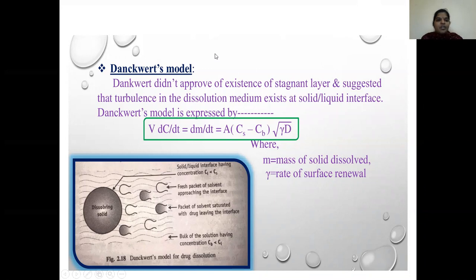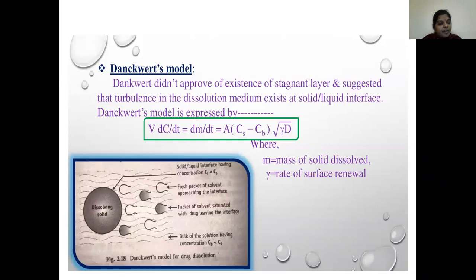What we discussed in the previous class, the various dissolution models that are there. In that, diffusion film theory is also called stagnant layer theory. And the next one is the Danckwerts model. Now I'm going to discuss the Danckwerts model.